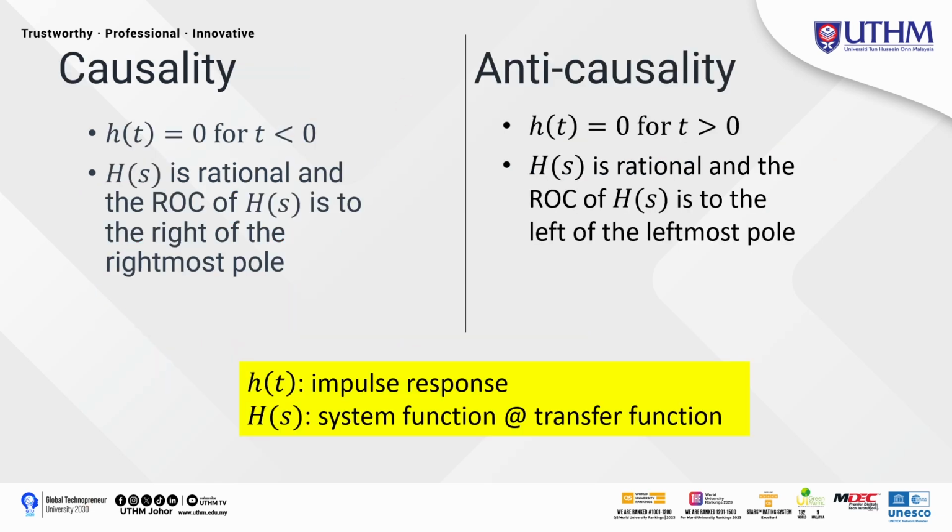Here is a comparison between causality and anti-causality. For causality, h(t) equals 0 for t less than 0, H(s) is rational, and the ROC is to the right of the rightmost pole. Whereas for anti-causality, h(t) equals 0 for t more than 0, H(s) is rational, and the ROC of H(s) is to the left of the leftmost pole. Bear in mind that h(t) refers to the impulse response and H(s) refers to the system function, or the so-called transfer function.